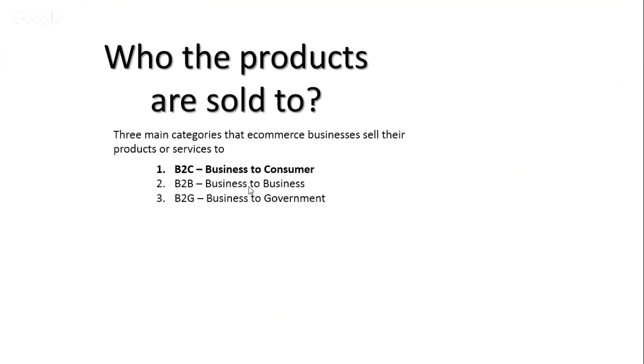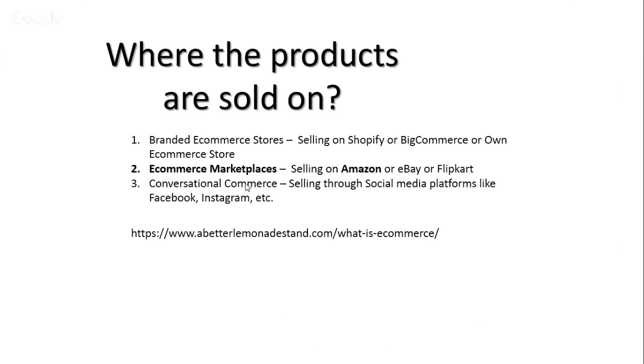A product or service can be sold to government as well. And where are the products sold? Like, on any e-commerce platform? It can be Amazon or anything.